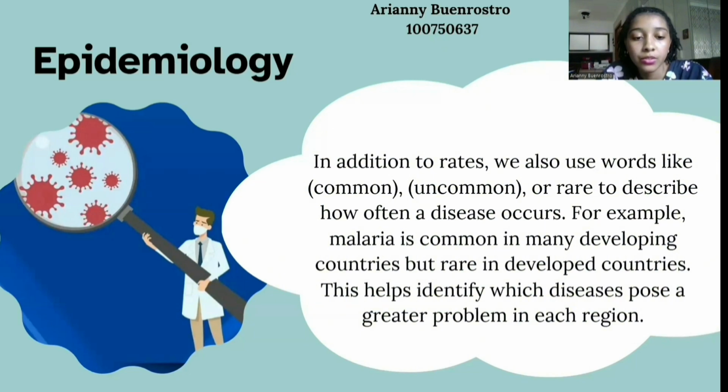In addition to rates, we also use words like common, uncommon, or rare to describe how often a disease occurs. For example, malaria is common in many developing countries, but rare in developed countries. This helps identify which diseases pose a greater problem in each region.